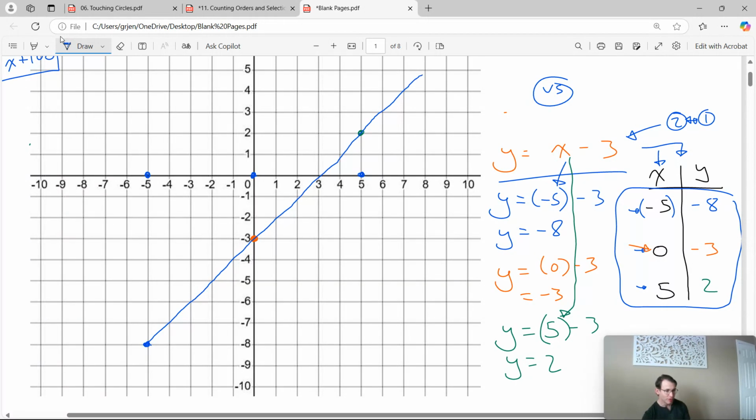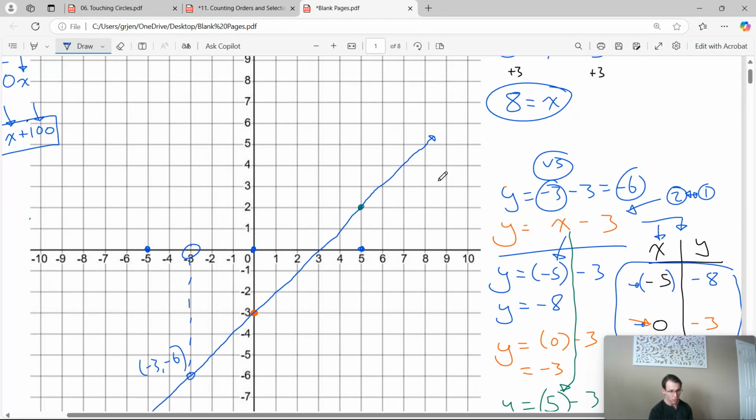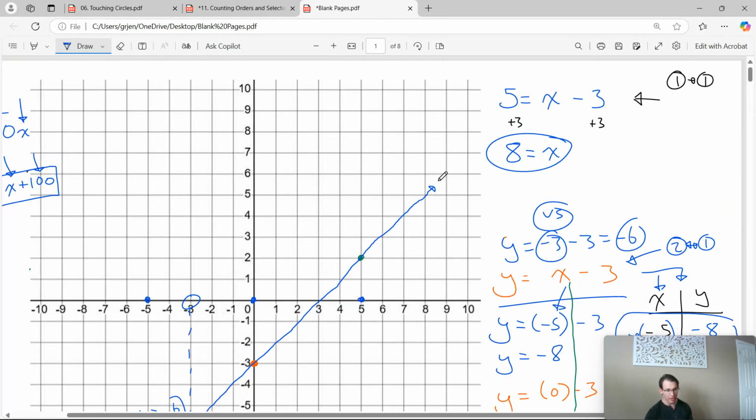In fact, there's an infinite number of solutions because I can choose numbers in between for my x values. But I'm 100% confident that if I choose a different value, like let's say -3 for x, I would get -6. Let's try it. y equals -3 minus 3 equals -6. Hooray! Look at that. There's the point, -3, -6.